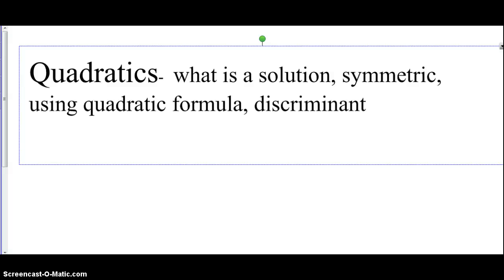Hello IBSL2. This video is on quadratics. What is the solution, how quadratics are symmetric, using the quadratic formula, and the discriminant.